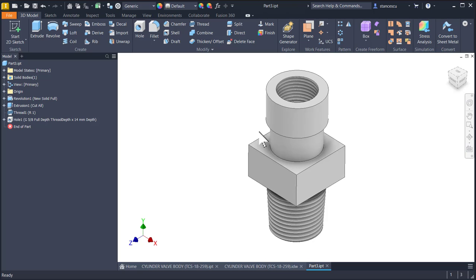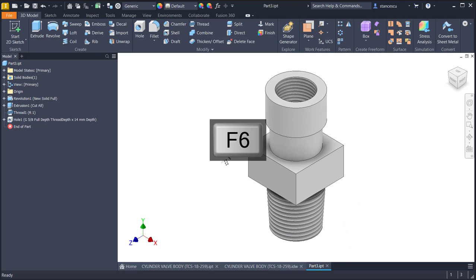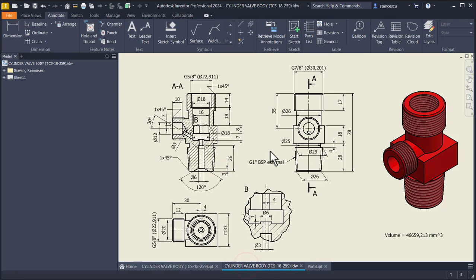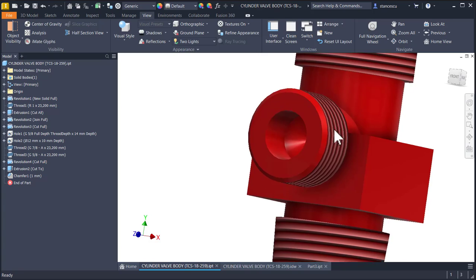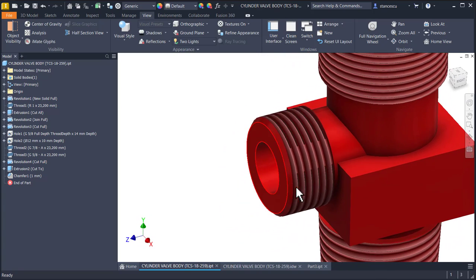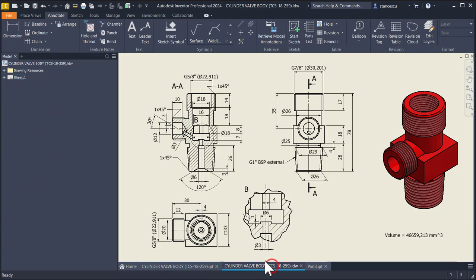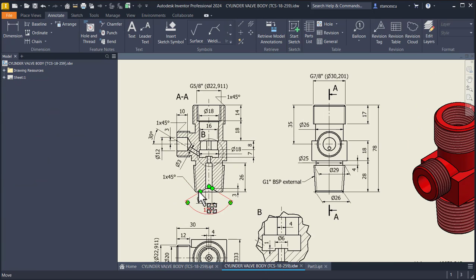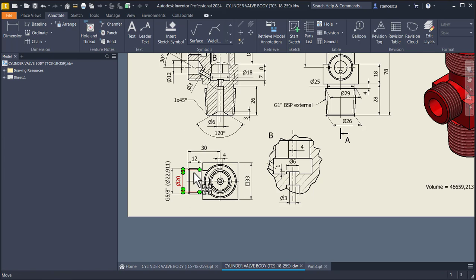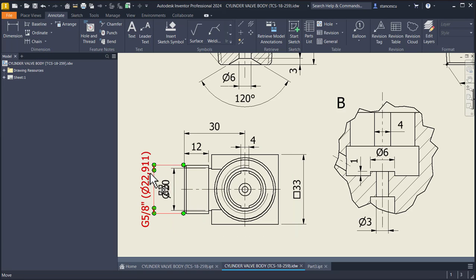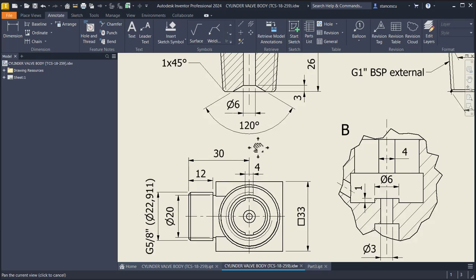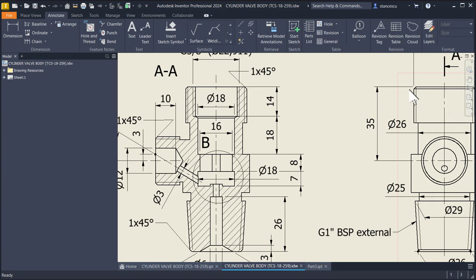Okay, you see, this is now this feature, this one, or better we see here this revolving volume. Dimensions are right here. Diameter of 22 911, like the other one. 20 is here, 30 and 12. The position is at 35 from up.